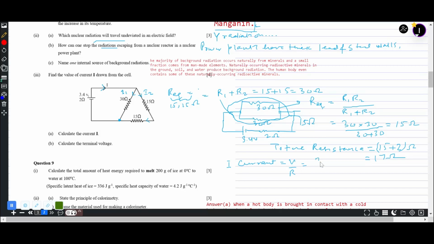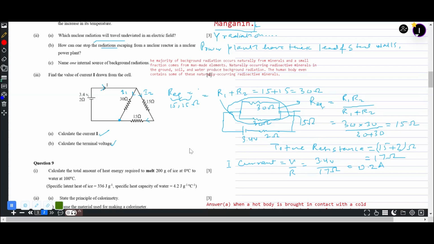And what is the voltage? That is 3.4 volt. What is the resistance total? That is 17 ohm. So 3.4 over 17 is 0.2 ampere. That is the current. So the question is calculate the current. This I have done. I have to calculate the terminal voltage.